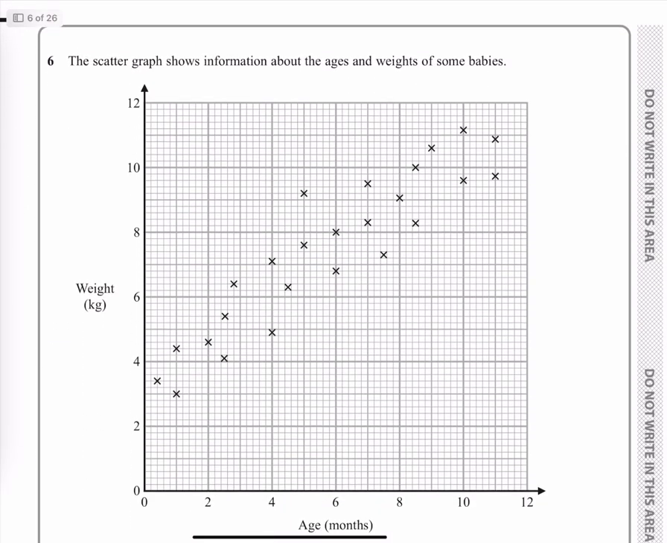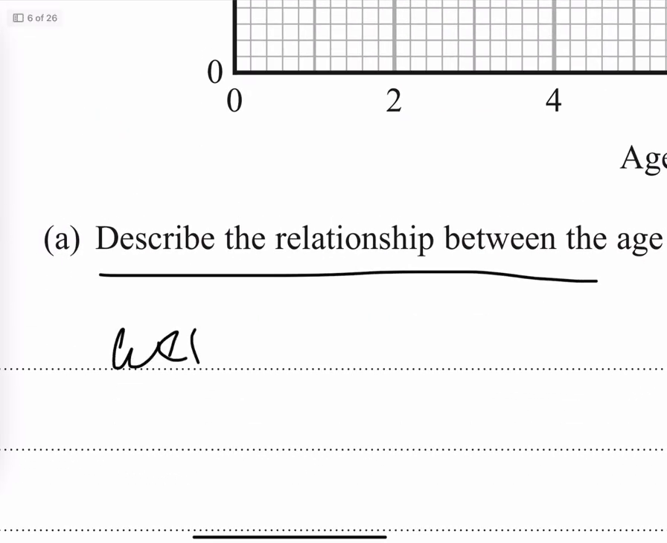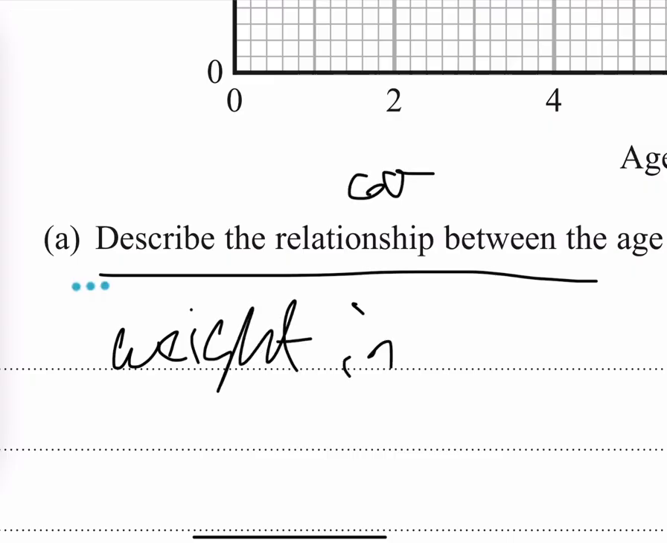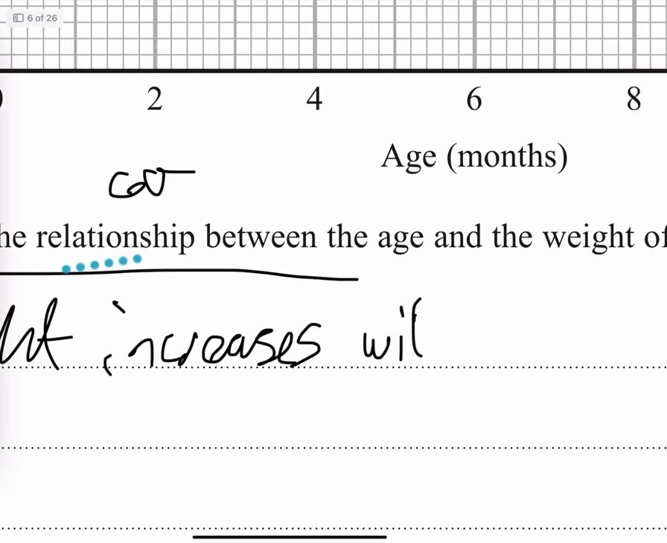The scatter graph shows information about the ages and weights of some babies. Describe the relationship. See, we can't just write positive. That's not good enough. So you want to say, yeah, weight increases with age. That's probably good enough. It hasn't said correlation. If it said correlation, it'd be positive. With age. Sorry, I'm trying to be a bit neater this time.